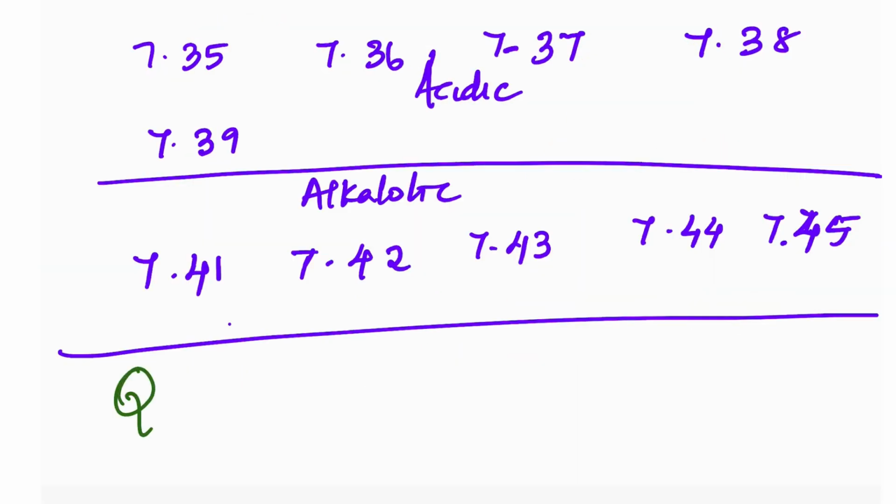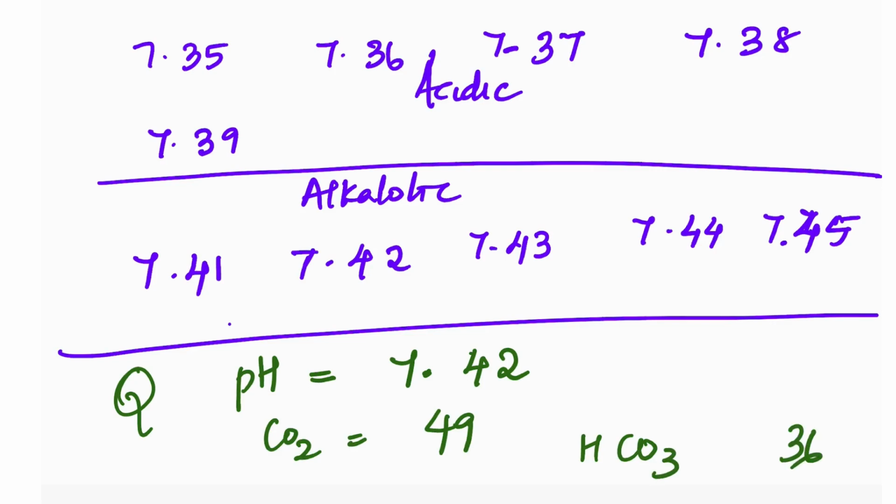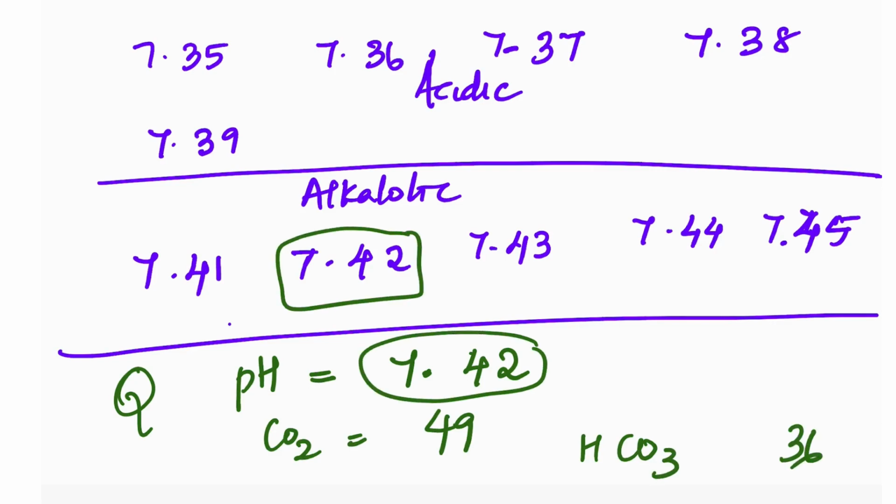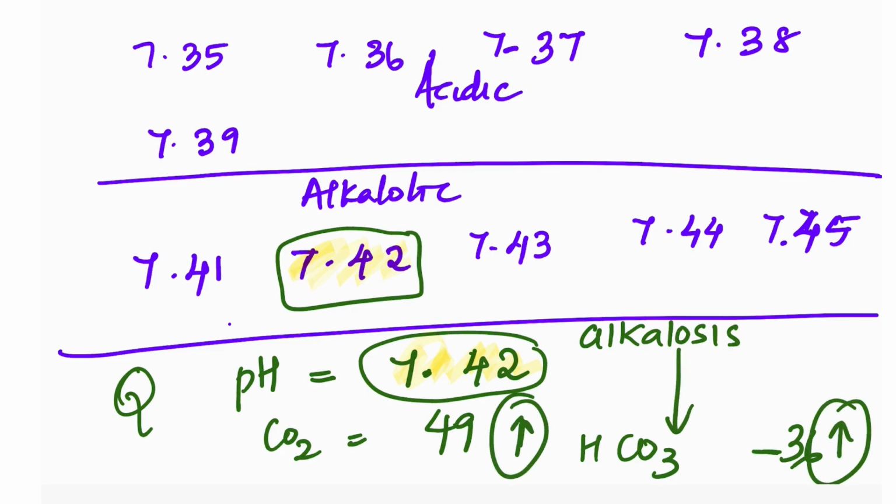Let's do another question. pH is around 7.42. Carbon dioxide is 49 and bicarb is 36. Now look where 7.42 lies. Yes, it's on the alkalotic side. It's on the higher side, alkalosis. So alkalosis means we know it's related to the bicarb. Because there was a high amount of base, or bicarb, in the body, it tried to compensate by increasing the acids, or the carbon dioxide. So this is a metabolic alkalosis.